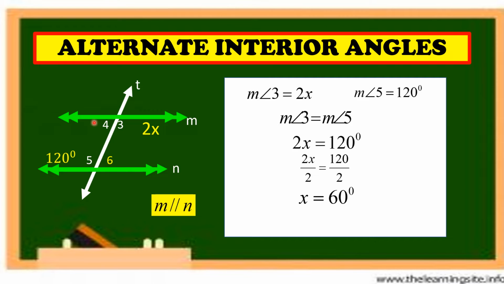How about the measure of angle 4? The measure of angle 4 is 180 minus 120, and that is 60. So angle 4 is 60, and angle 6 is also 60 degrees.